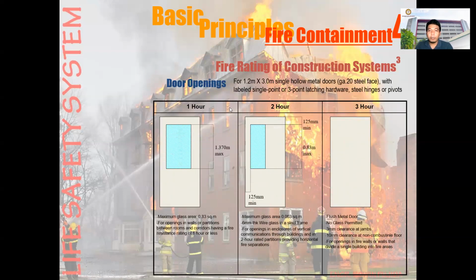And then for door openings, for 1.3, that is the maximum, you have 1 hour. And for this one, that is 2 hours. And for the flush metal door, that is 2 hours. So for 1.2 by 3 meters, single hollow metal door, gauge 20 steel face with labeled single point or 3-point latching hardware, steel hinges. This is for hospital.